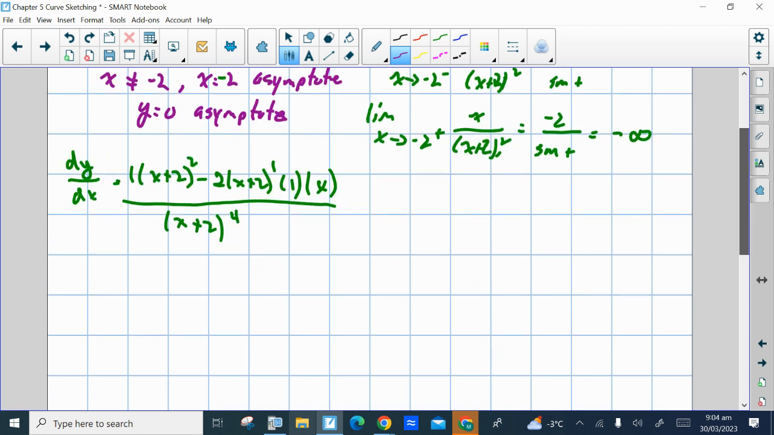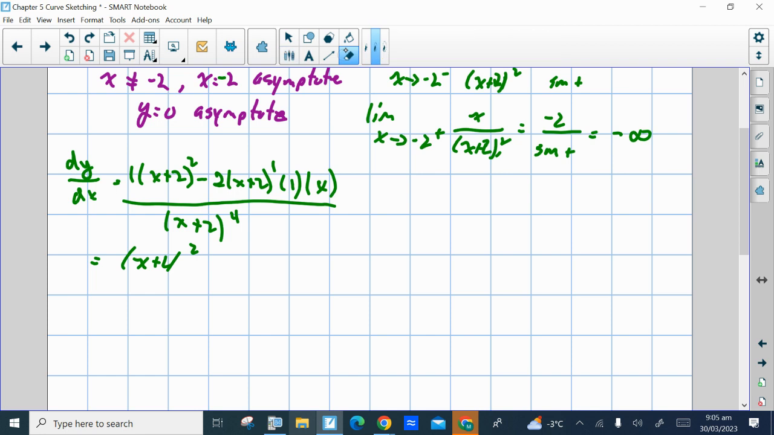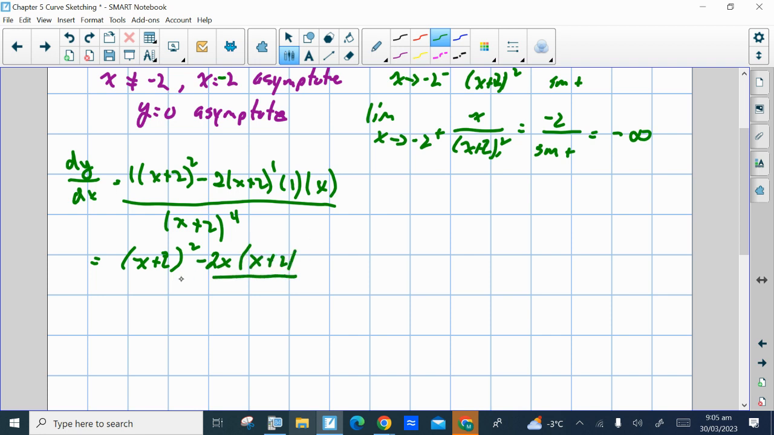Now, we can simplify this a little bit. So we're going to have x plus 2 all squared. Now I'll have -2 times 1 times x, which is minus 2x, bracket x plus 2, all over x plus 2 to the 4th.